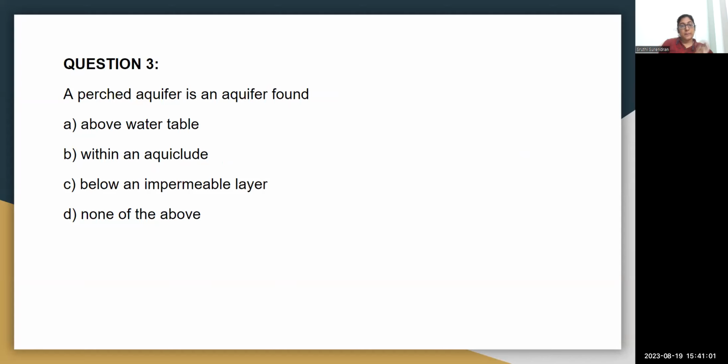Third question: a perched aquifer is an aquifer where? Is it found above the water table? Is it found within an aquiclude? Is it found below an impermeable layer, or is none of the options right? Correct.